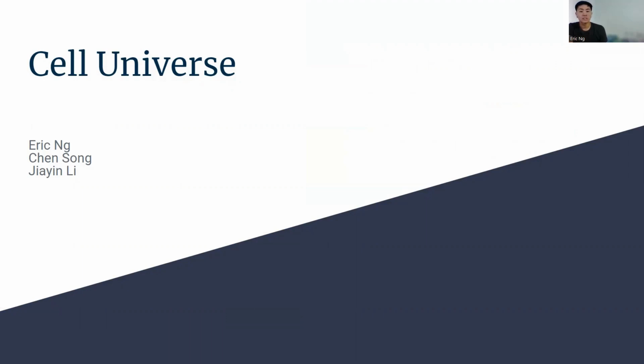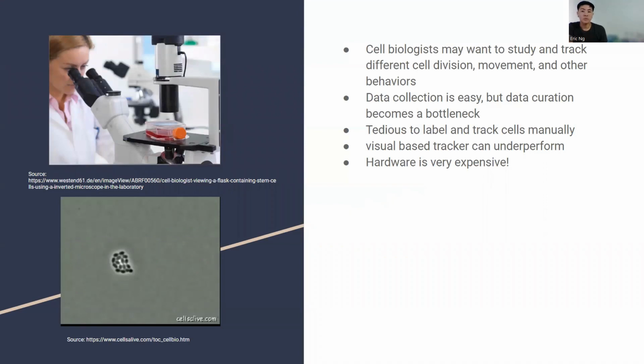We help cell biologists curate data by automating the cell labeling process. Cell biologists may want to study and track different cell division, movements, and other behaviors. They do this by labeling cells and trying to keep track of which cell is moving and how they're dividing, and other behaviors like slight movements in cells.